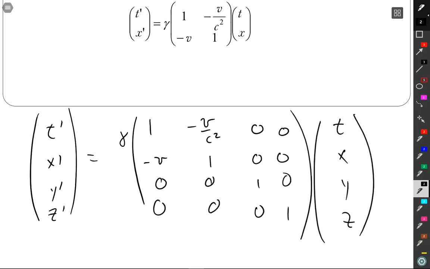But this is not, I'm sorry, it's not the 4-vector. Okay, yeah, I think I'm good. This is not the 4-vector that we had defined. What was the 4-vector we had defined?